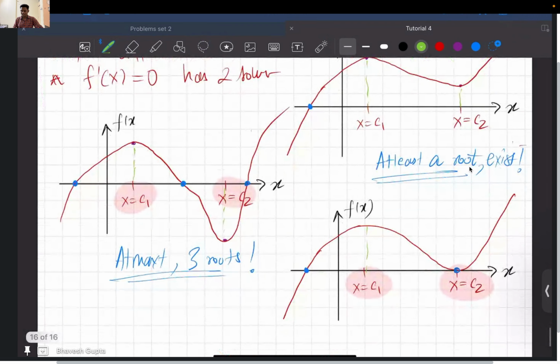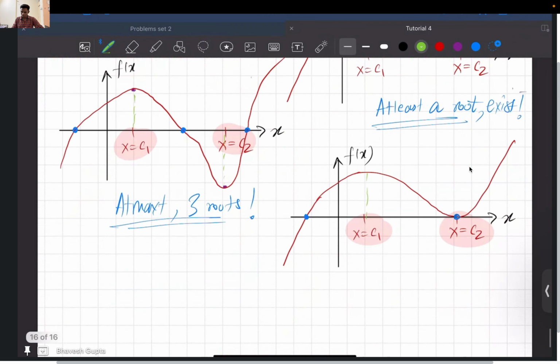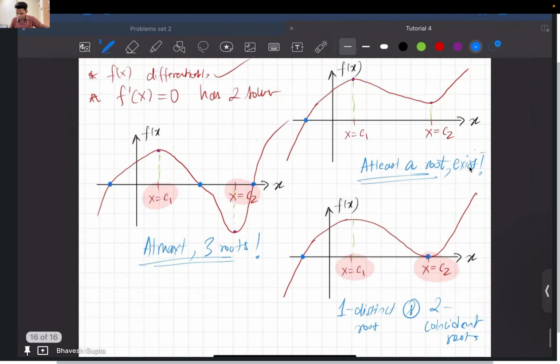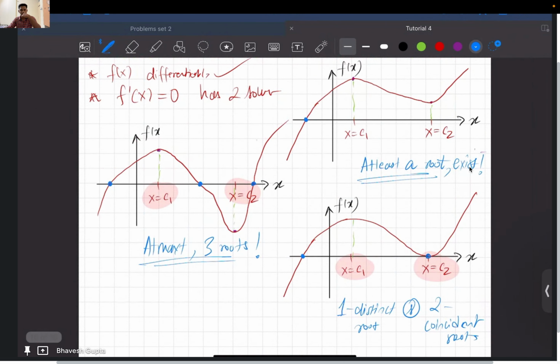So at max I can have three roots, at least I can have a root, or you can also have a situation in which you have two distinct roots. Let me write it this way, this would be good. One distinct root and two coincident roots. Okay. So this is my analysis from the given information.